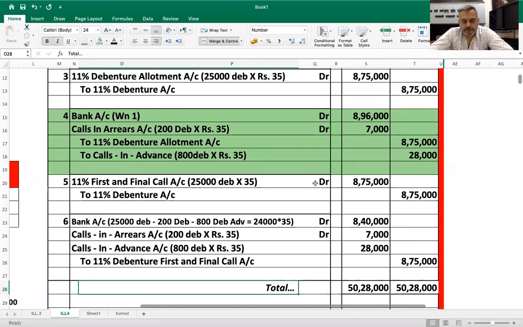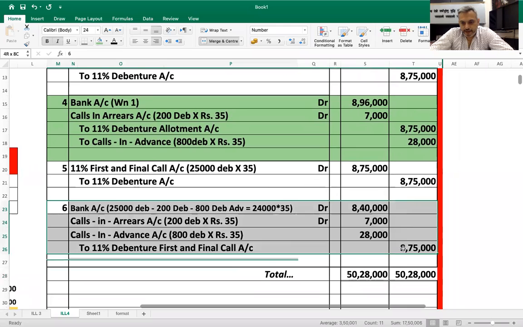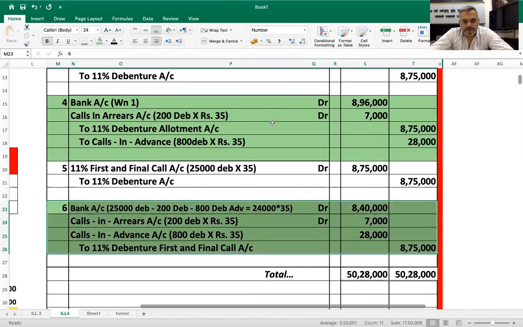Go through it. See if you have any doubt, you can ask. This is also a typical entry. So when you do it on your own, please be careful. Go stepwise. Okay, don't cram this, do it with understanding.